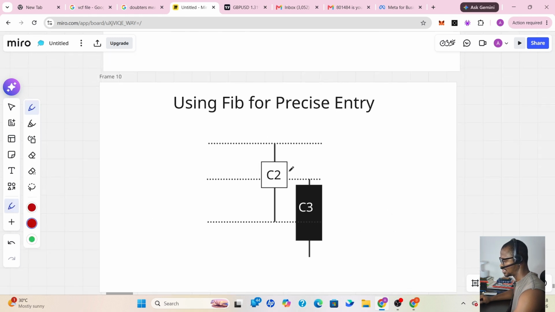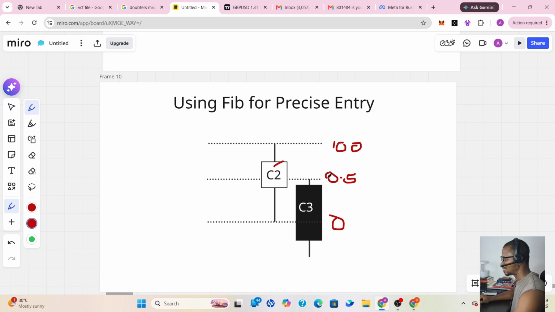So this is C1, this is C2, right? And you want to use your Fibonacci to measure from the high, or from the low to the up. The points that you want to use in your Fibonacci are the 0.5 level, you understand? The 0.5 level and the 100% level, right? So these are the levels we want to use.